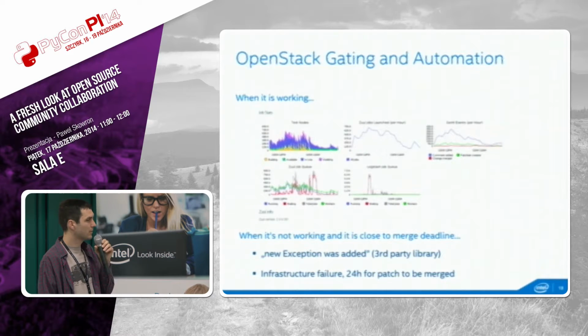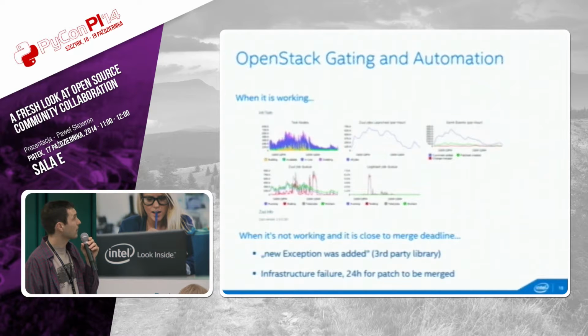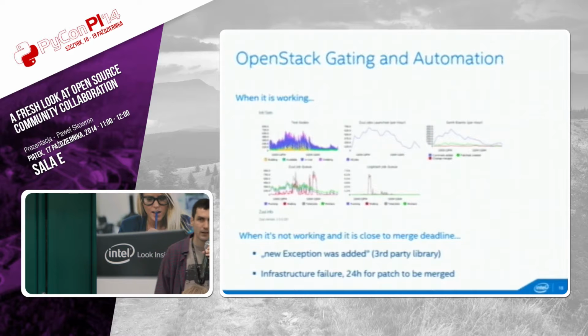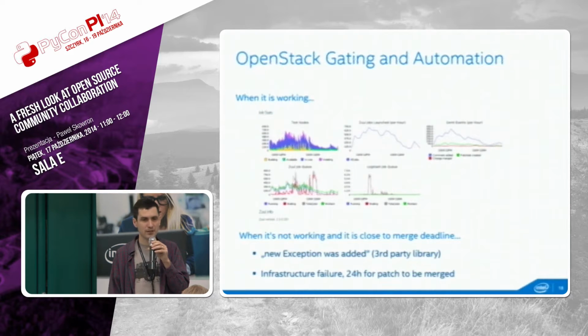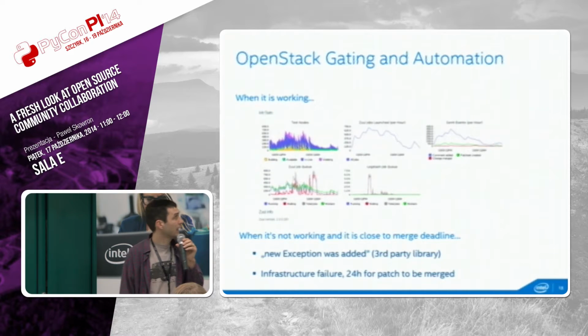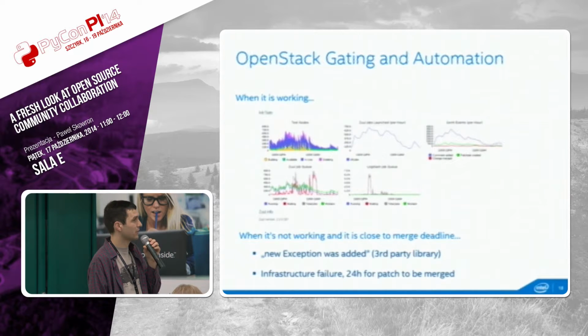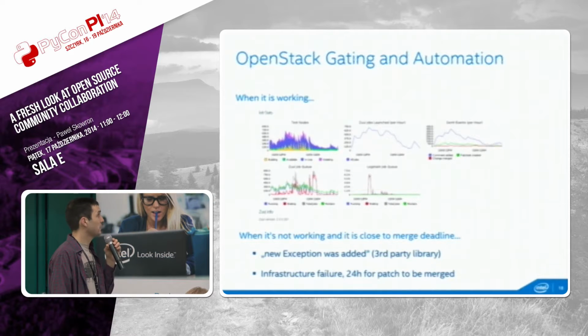Okay, so now let me switch to something which is called the gating and automation system. And in general, I believe this is something really good. I was even impressed that a project as big as OpenStack is working correctly. And this is because, I believe, good people are working behind this project, but also because there is automation, automated tests and the continuous integration notion. So when it's working, it's good.